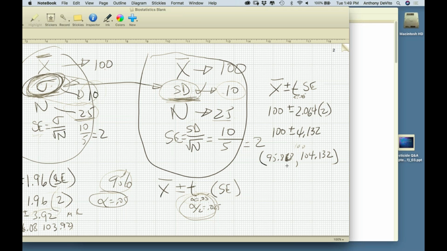95. I think that's right? If I add 132 to this, it's going to be 96, right? 2 carried 1, 7 carried 1, 868, right? So I got it right.